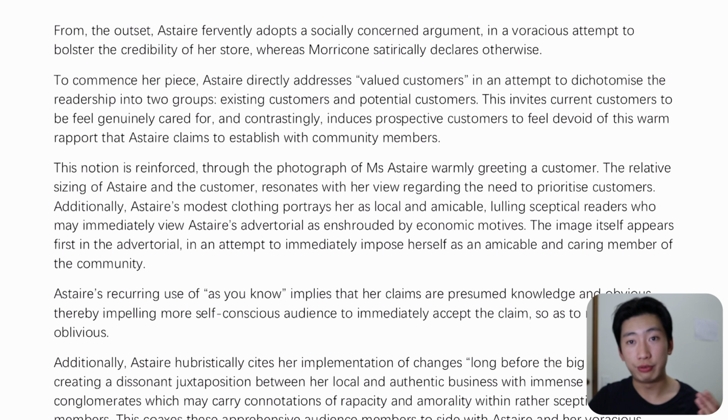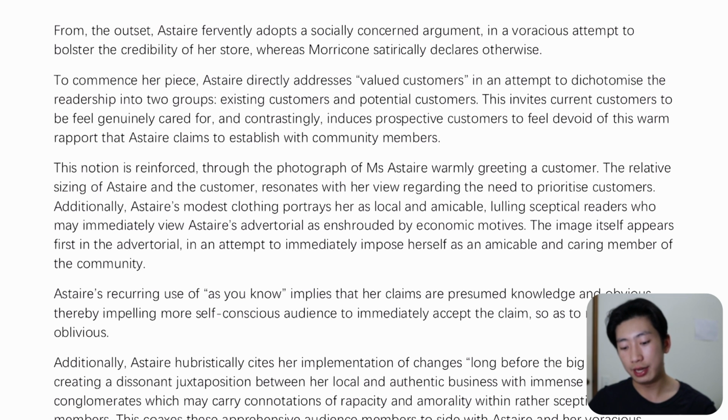So this analysis is very specific because it shows how the author is trying to make more customers convert to her store by portraying this as some form of inner circle group that are being valued and treated differently to just normal customers. Alright, and then this notion is reinforced through the photograph of Astaire greeting a customer. And then the relative sizing of Astaire versus the customer shows how this store prioritizes customers. So great how, what, why, and the analysis of the image is definitely on point.